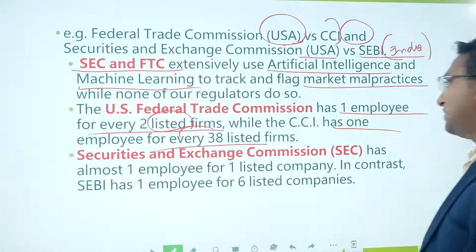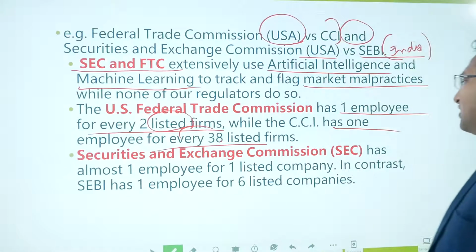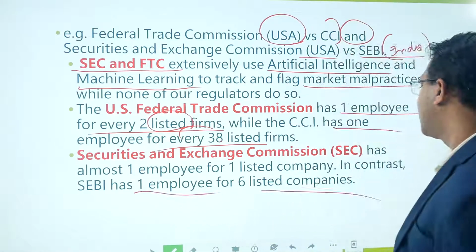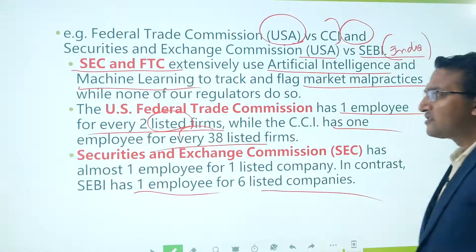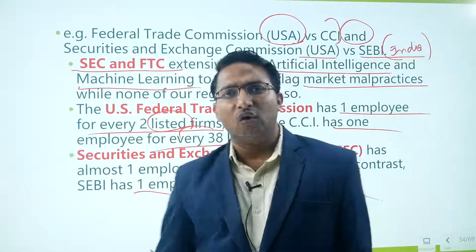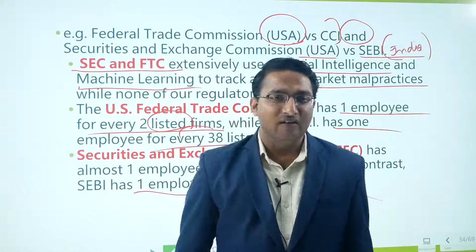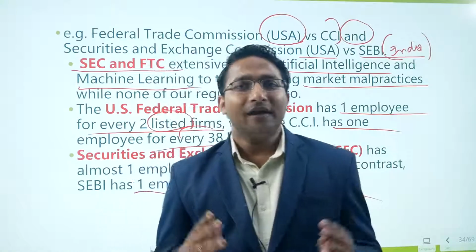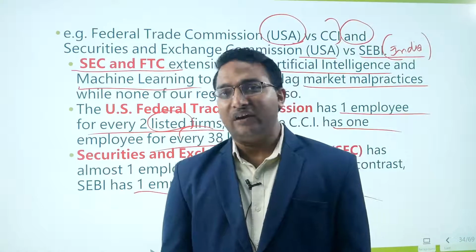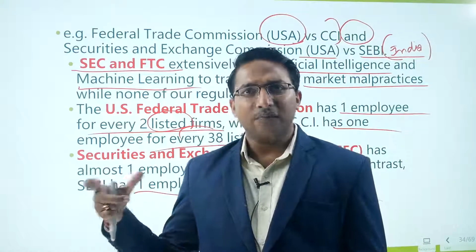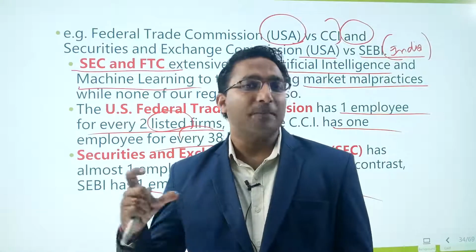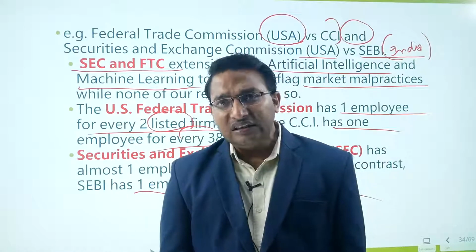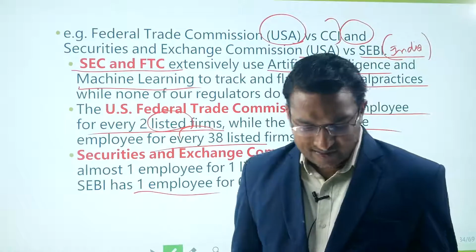The Securities and Exchange Commission has almost one employee for one listed company, in contrast with SEBI, which has one employee for 6 listed companies. Friends, this data you can use in your optional paper also. For example, if you are in the public administration optional, you can use why the quality of regulation remains weak in India, because of the gaps in manpower availability, because of the gaps in the latest technology use. All these things you can utilize in the examination hall.